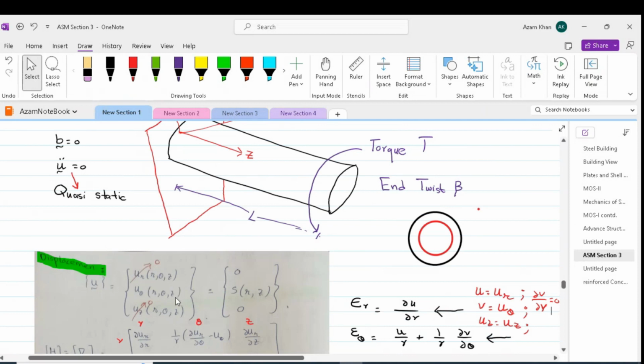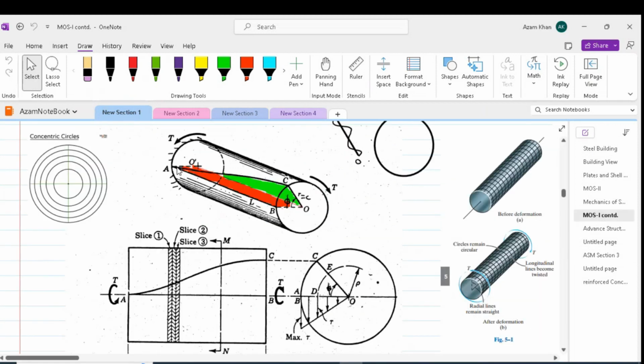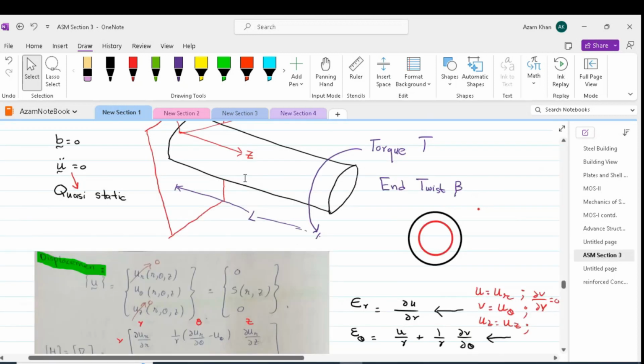U theta is also dependent on z, as we can see that a fiber initially before deformation, shown as O-A-B-O in red, will twist into O-A-C-O after deformation. Thus, u theta at the fixed end is 0 and u theta will keep on increasing and reach a maximum value when we come to the end of the cantilever, or in other words, at the free end. Thus, u theta is a function of z.